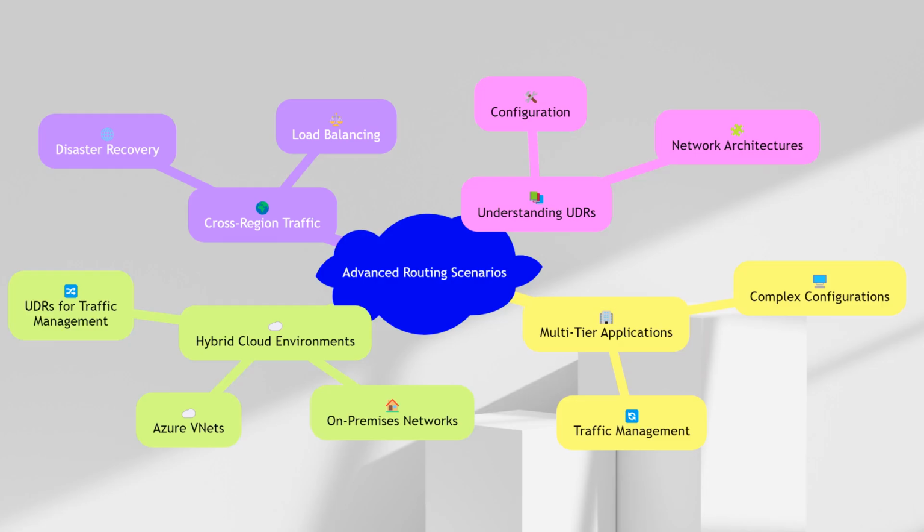Advanced routing scenarios may involve complex configurations, such as multi-tier applications, hybrid cloud environments, and cross-region traffic management. For example, you might need to route traffic between different regions for disaster recovery or load balancing purposes. In hybrid cloud environments, UDRs can be used to manage traffic between on-premises networks and Azure VNets. Understanding these advanced scenarios and how to configure UDRs accordingly is crucial for managing sophisticated network architectures.